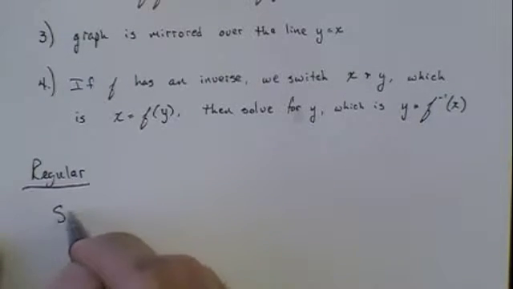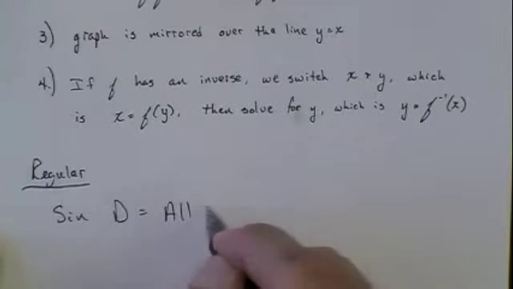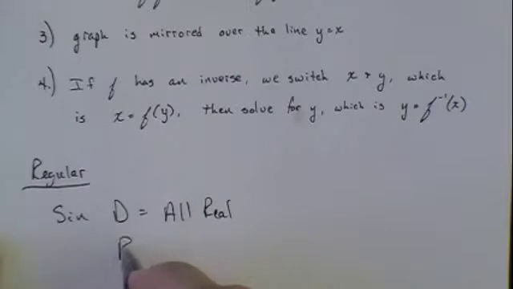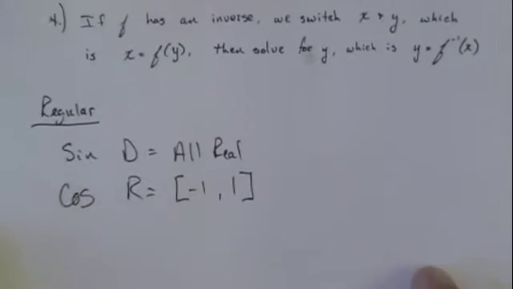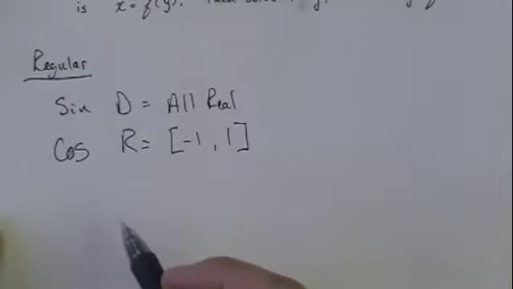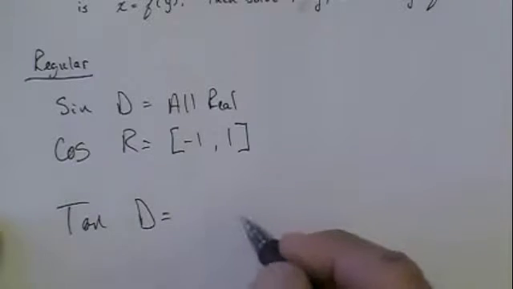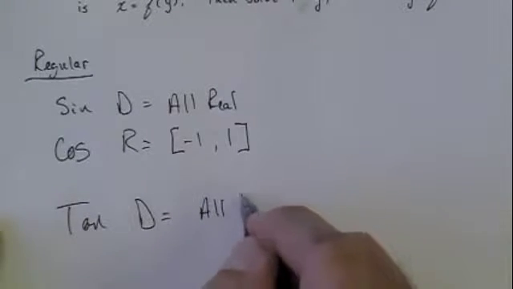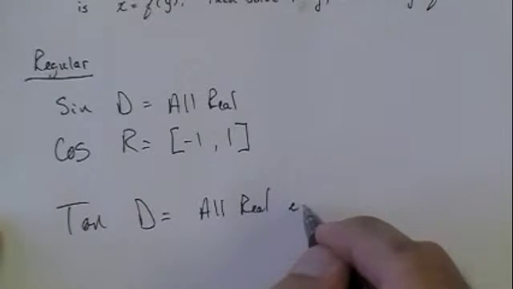If we're talking about sine, then our domain is all real numbers, and our range is from -1 to 1. That's also true for cosine. Cosine, we have our domain is all real, and our range is -1 to 1. For tangent, our domain is all real numbers except for odd multiples of pi over 2.